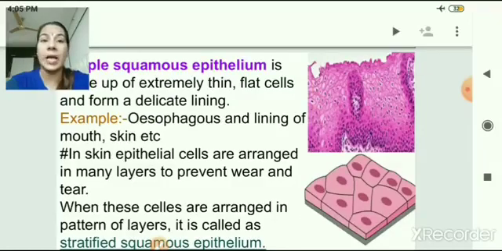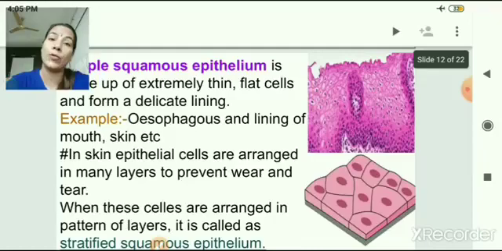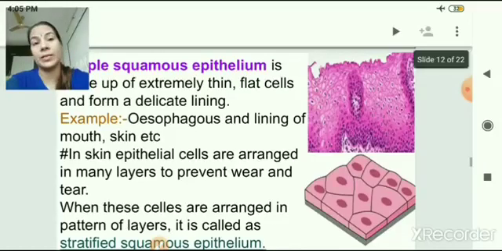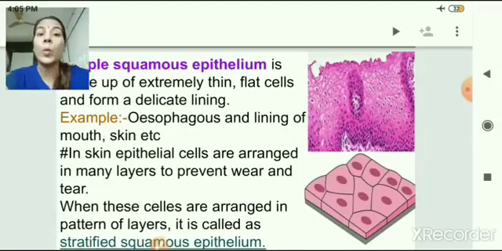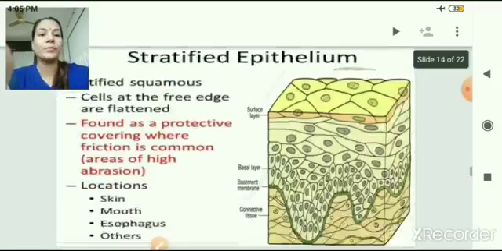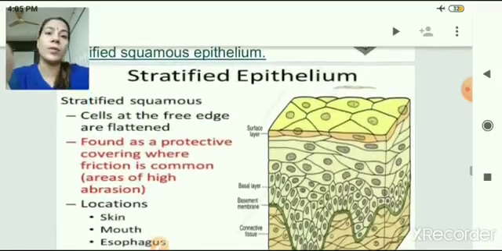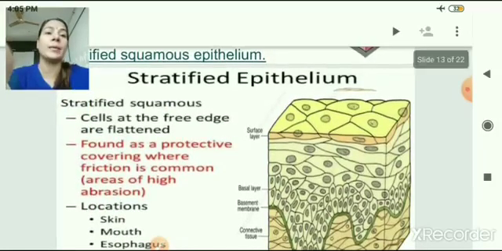The example of simple squamous epithelium is the esophagus and the lining of the mouth, skin, etc. In skin, epithelial cells are arranged in many layers to prevent wear and tear of the skin. When these cells are arranged in layers, it is called stratified squamous epithelium. So now we will study about stratified epithelium.